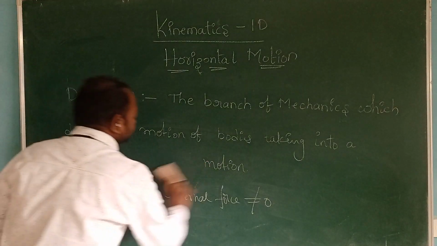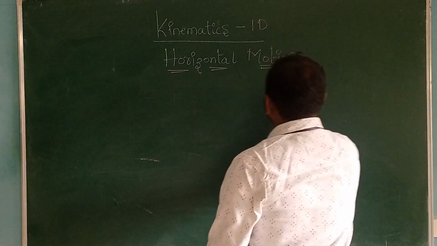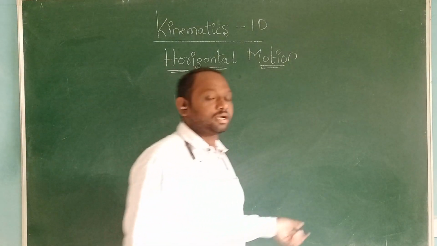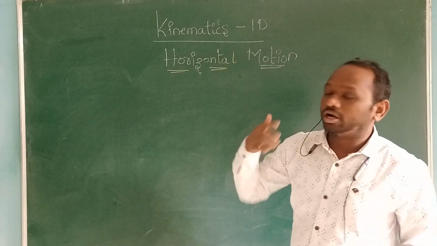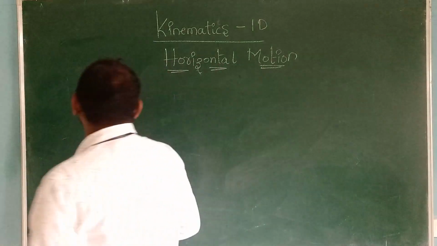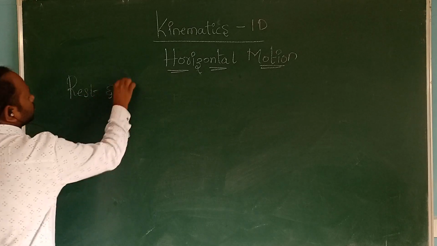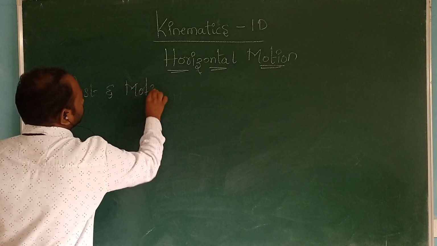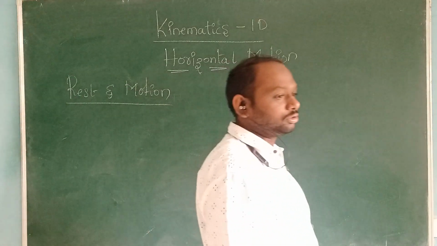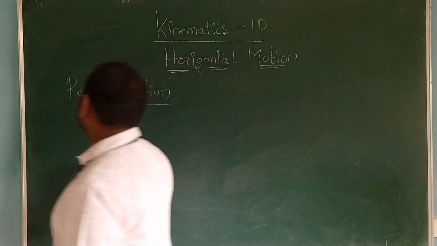And next I will explain two terms. In these two terms, the entire lesson is very very important. In kinematics, not only 1D, 2D and 3D also, you can use these very important terms: rest and motion. These two terms are relative terms. These two terms are very very important. So first of all, what is rest?